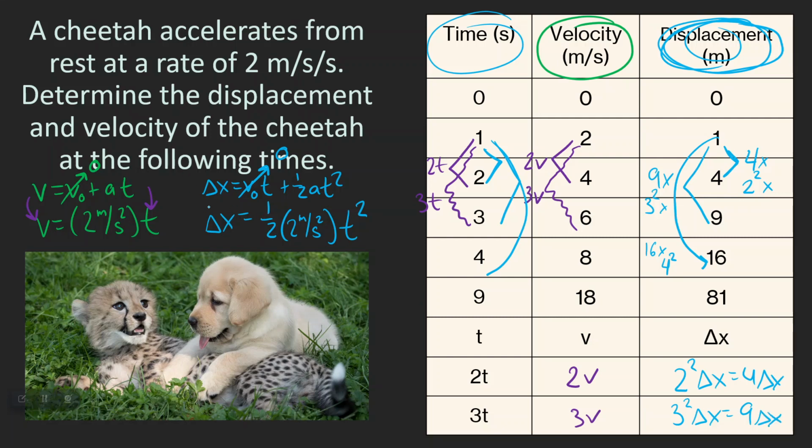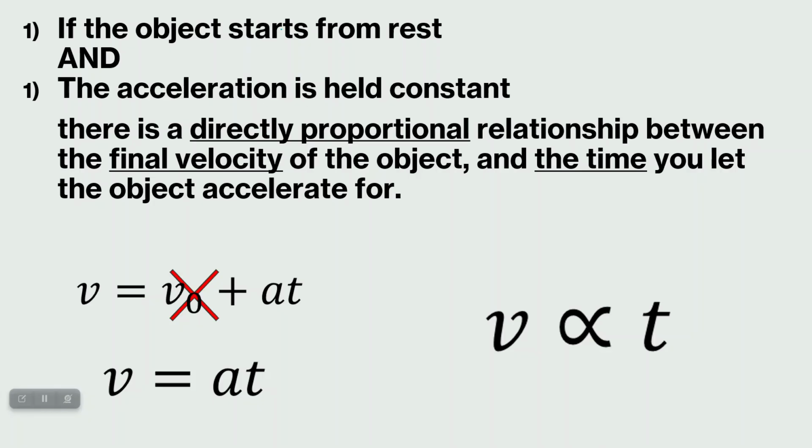There seems to be a fundamental proportion going on based off of these equations. And this is what's going on with proportional reasoning. So with velocity, if the object starts from rest, so that was the situation we looked at with the cheetah, so this term goes to 0, and the acceleration is held constant. So this is always the same value. There is a proportional relationship between velocity and time. Whatever you multiply time by, like maybe a factor of 2, velocity will be multiplied by the same factor.